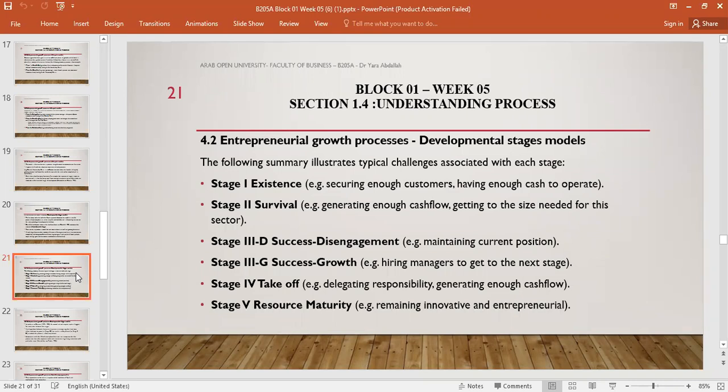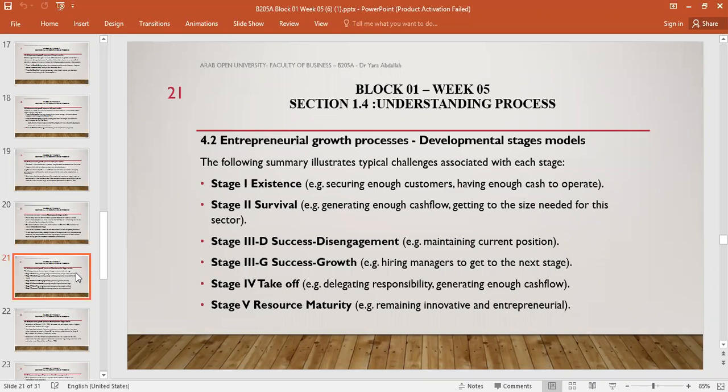The challenge in success disengagement is how to maintain my current position facing the competition in the market. But the challenge in success growth is how I'm going to grow, and how I can hire qualified and skilled employees. Stage number four is take off. It means taking responsibility off your shoulder. It means delegation of authority. The challenge is how I can delegate the authority effectively.